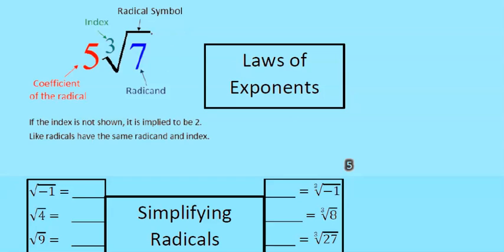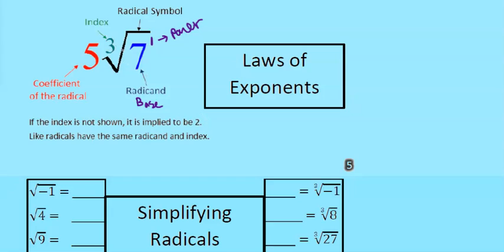Radicals. So we have a radical right here. The number in the front in red, that 5, is the coefficient of the radical. The number inside the check mark part of the radical is the index. And then the 7 is the radicand, also known as the base. And then if we had an exponent here, let's just say it was a 1, this would be the power.